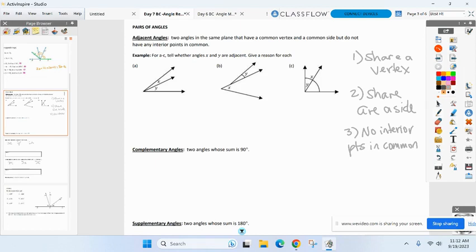Do they have a common vertex? Do they? Yes, they do, definitely. Do they share a side, a ray? Yeah, the one right in the middle there. All right, ready. Here's what I mean by no interior points in common.